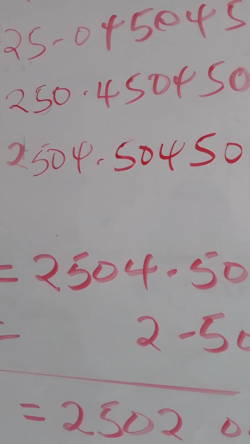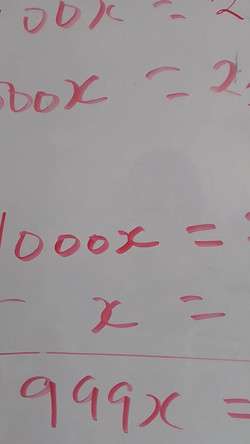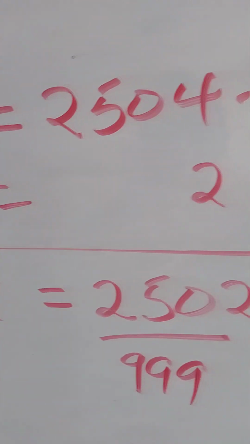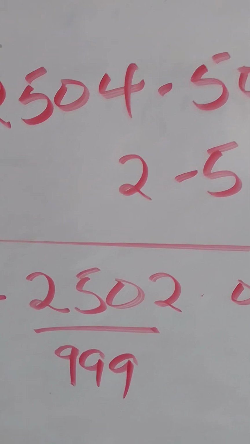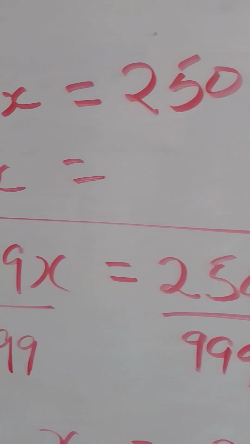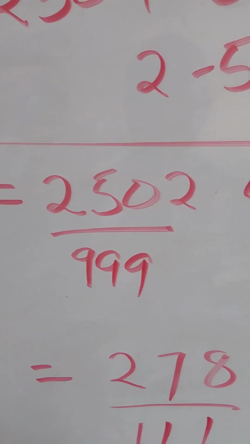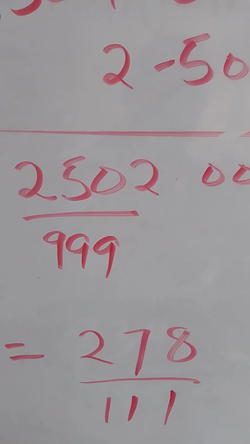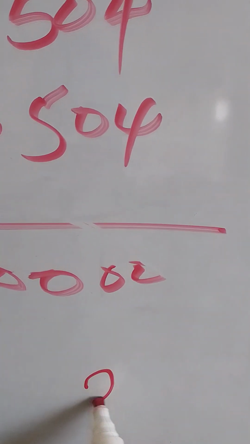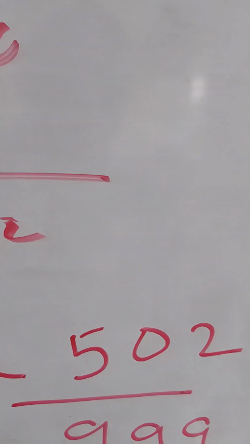2502. Now, to get the value of x, divide by the coefficient of x, which is 999. You divide, so we have 999x divided by 999 is equal to 2502 divided by 999. And if we divide, we are going to have x equals 278 divided by 111. This is because 2,502 we have over 999.